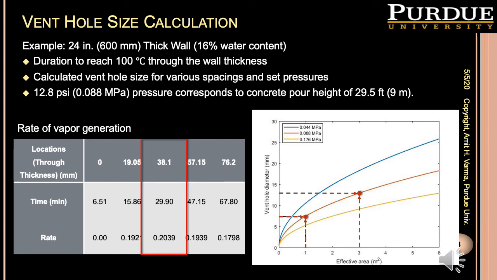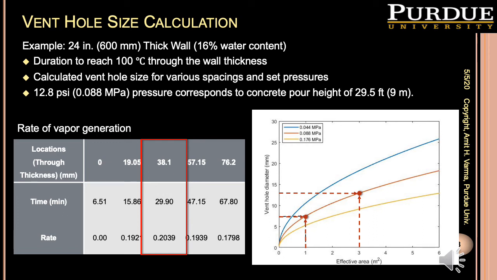Let us use this vent hole size calculation for an example. What we're considering is a typical composite wall, the 600 thick wall, and we considered the water content to be the same as it was for our specimen, 16%, which is on the higher end, but that's conservative. And what you would need to use this method is the duration, the amount of time that different thicknesses through the cross section of the wall take to get to a temperature above 100 degrees C.